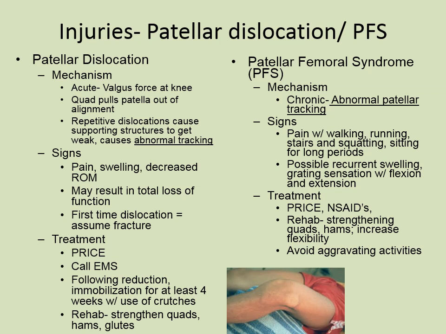Again, for that first time dislocation, we're always going to assume there's a fracture. We do not try to reduce those or put them back into place ourselves. We're going to do PRICE and call EMS if it's a first time dislocation especially. Following reduction or getting put back, the person is going to be immobilized for at least 4 weeks with the use of crutches. The person, in this case, will be immobilized in a straight leg immobilizer, so they won't be allowed to bend their knee except for when they're doing rehab.